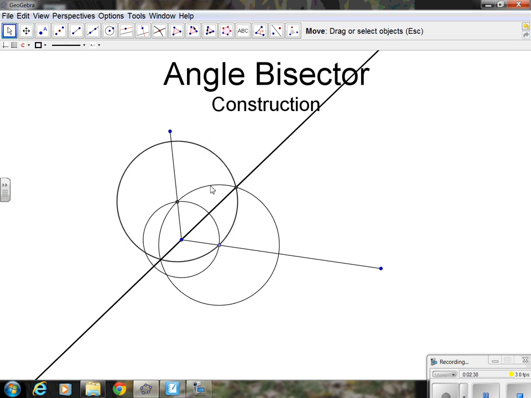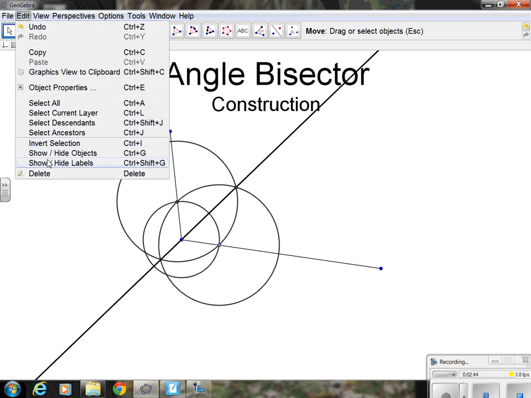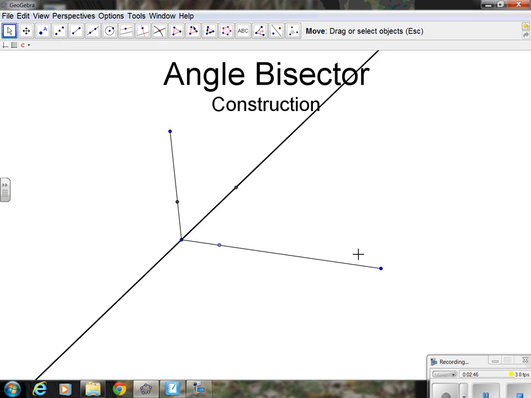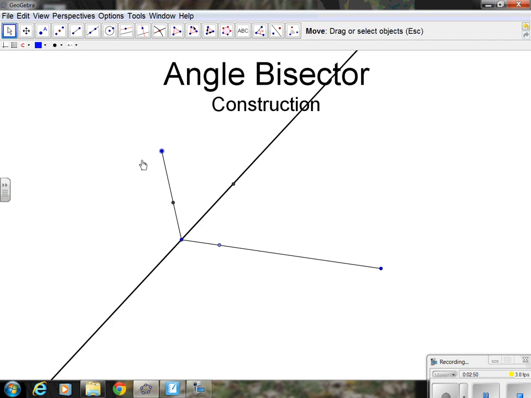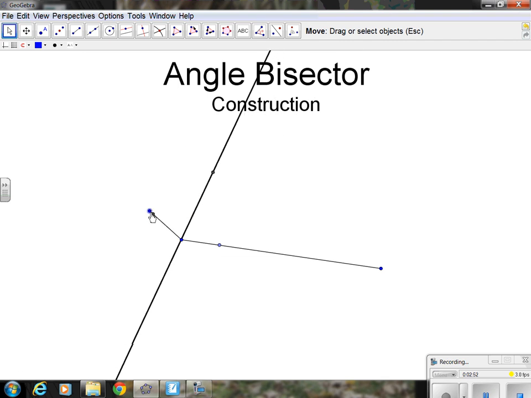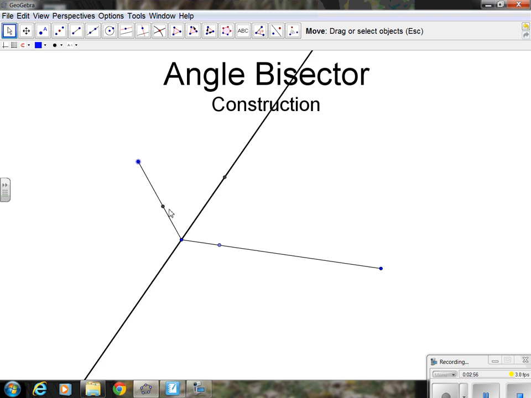Okay, so now I can clean up my construction by hiding the circles. I don't need those anymore, so I'm going to hit Control, click on the three circles, go Edit, Hide Objects, and it should still work the same. Now if I get inside my circle, I might lose it, but that's alright, so stay outside your original circle.